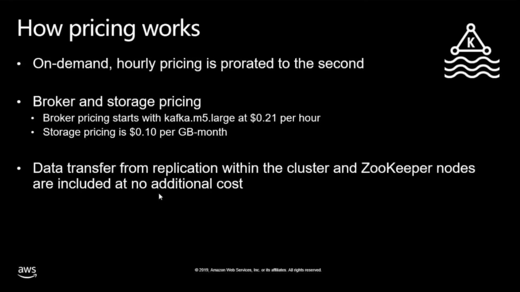Pricing is all on demand, and it's all prorated. So if you spin up a cluster and tear it down within a minute, you're only paying for the seconds that you use. Broker and storage pricing. Broker pricing starts at 21 cents an hour for an M5 large, and storage starts at 10 cents per gigabyte month, and both of these rates are in the US East 1 region.